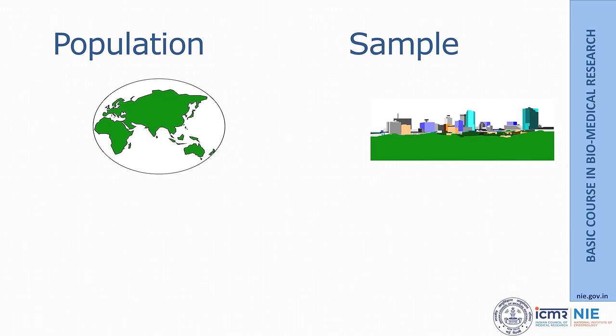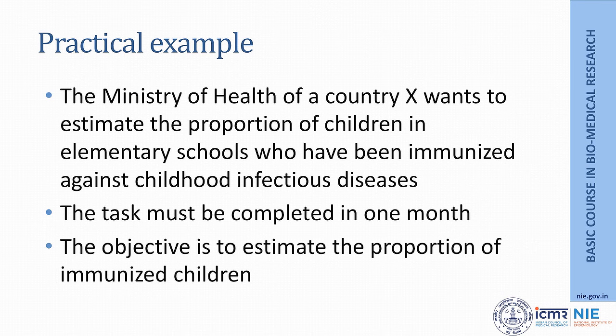The information that you get from sample surveys is more accurate than the information you get from large scale population studies. A population could be an entire universe, whereas a sample could be selected in small regions. Now, let us look at a practical example.